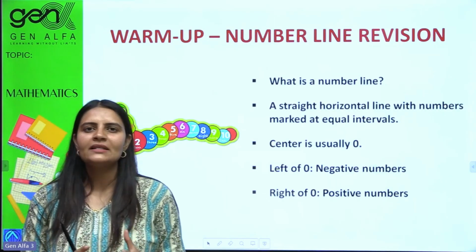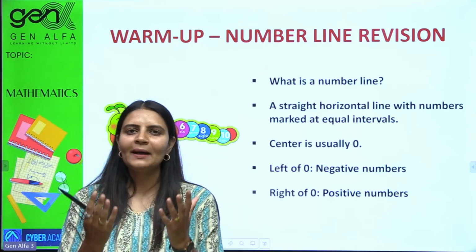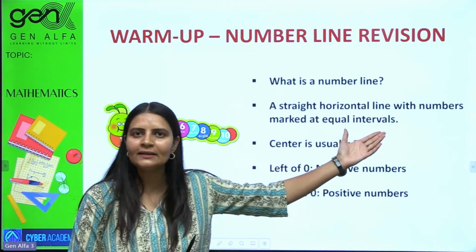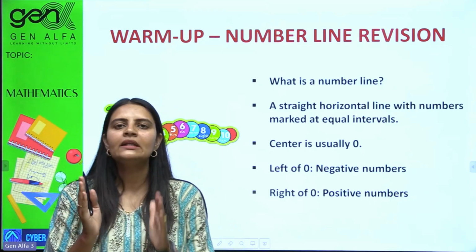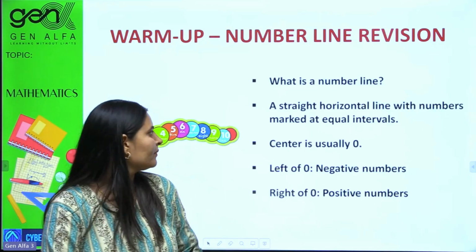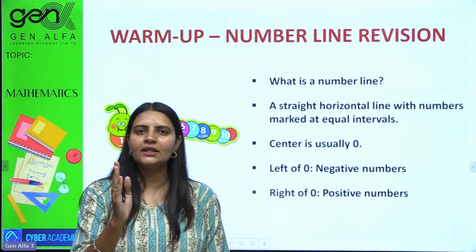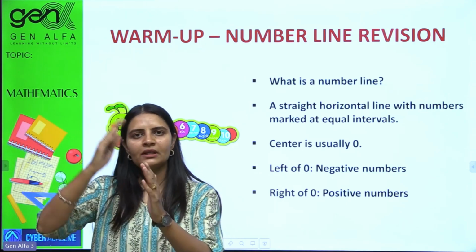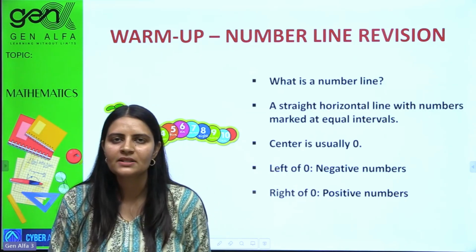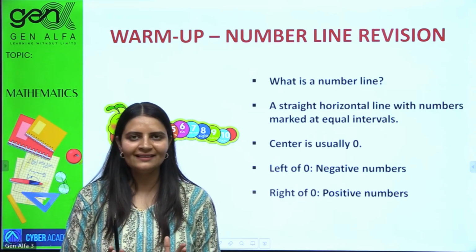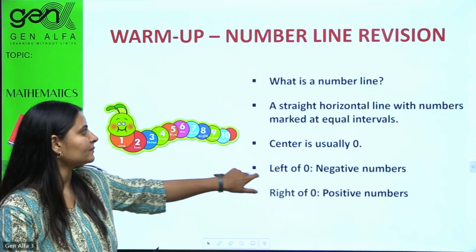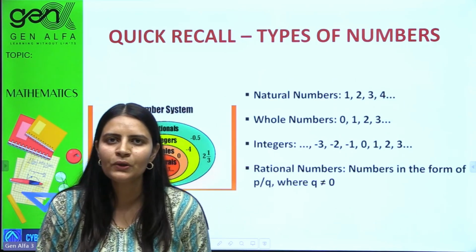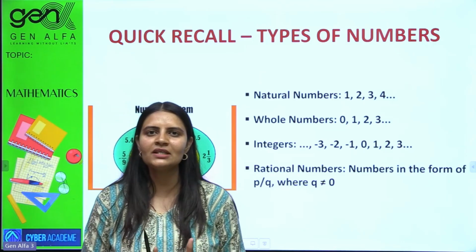Let's start with the basic one, our old number line. What is it? A horizontal line, a straight line with equal intervals. Center is usually 0. Before 0, the negative numbers are there. To the right of 0, the positive numbers are there. Exciting. Let's quickly recall what we have understood in the previous two sessions.